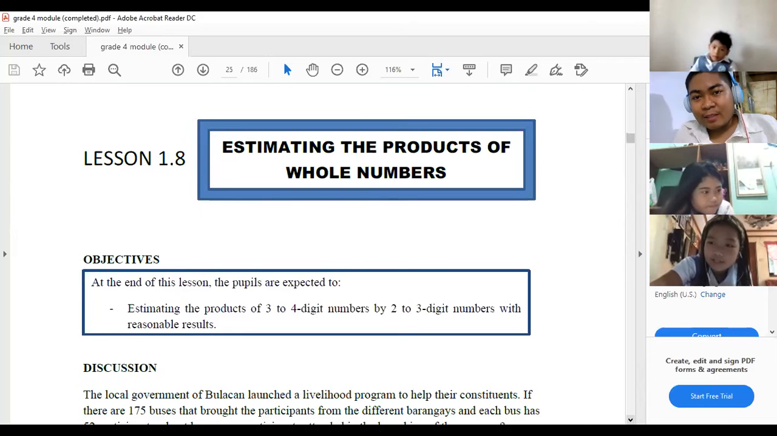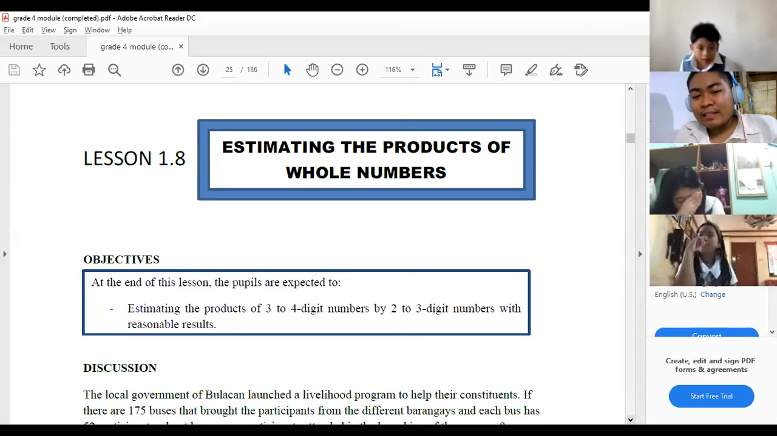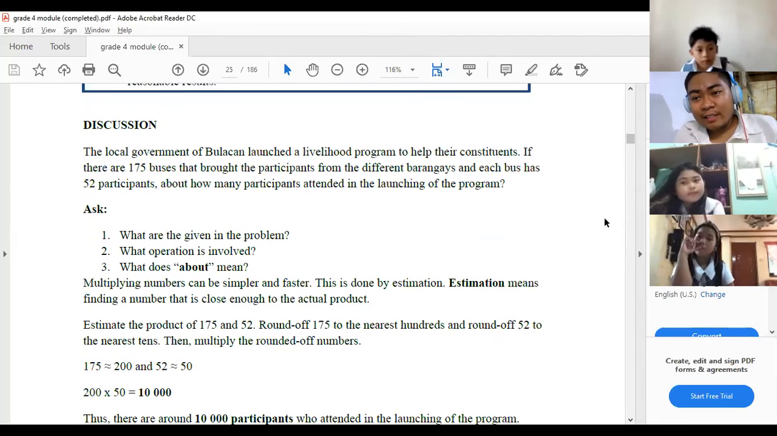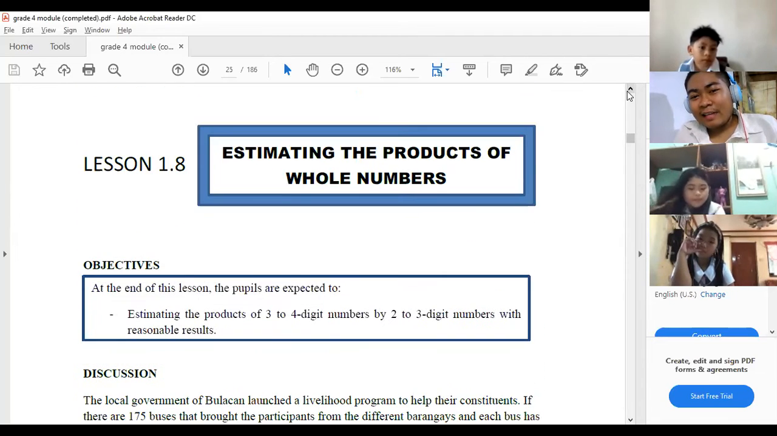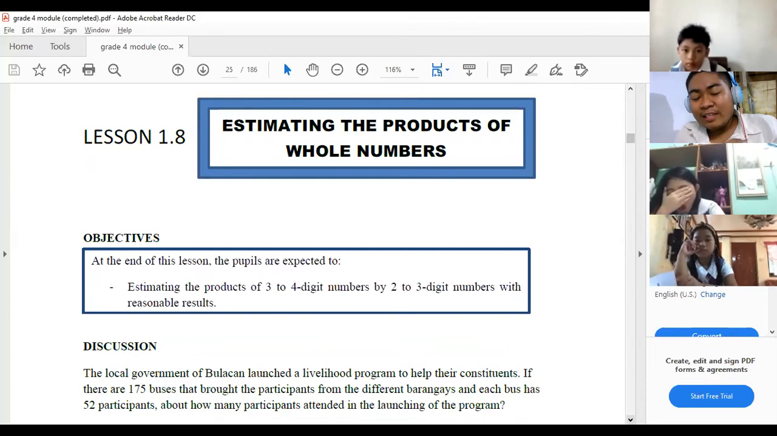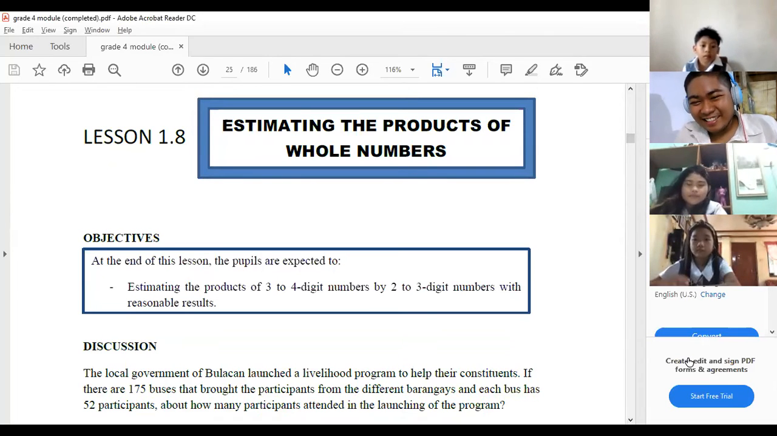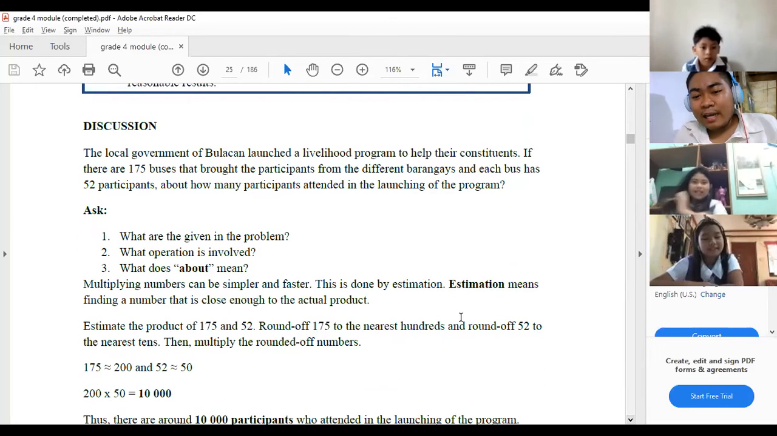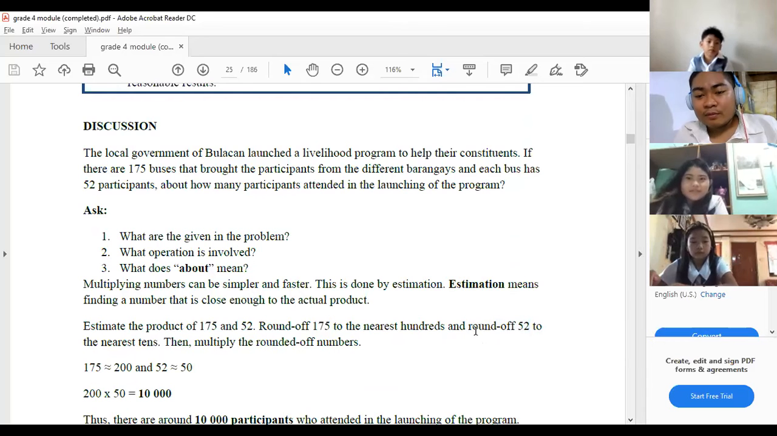Yeah. Chloe. So estimating the product of whole numbers. So this is just an easy lesson, okay? So when we are estimating the product of whole numbers, you just need to have the rounding off. So rounding off. So for example is this.